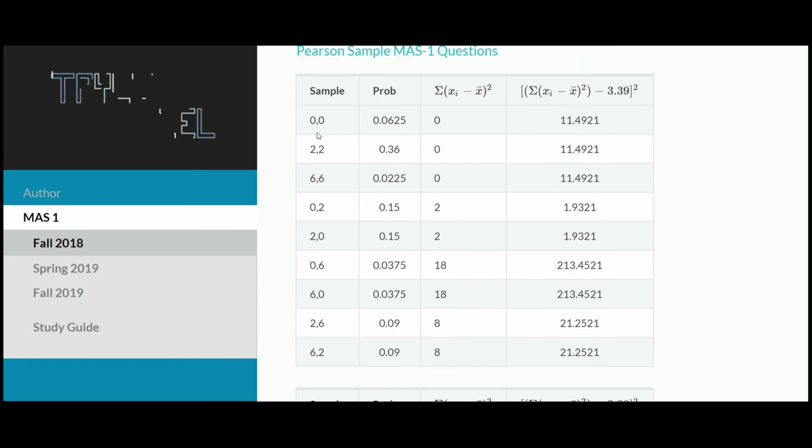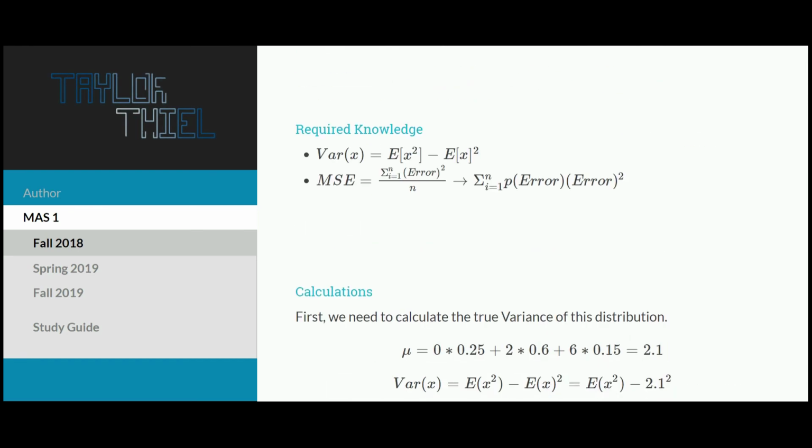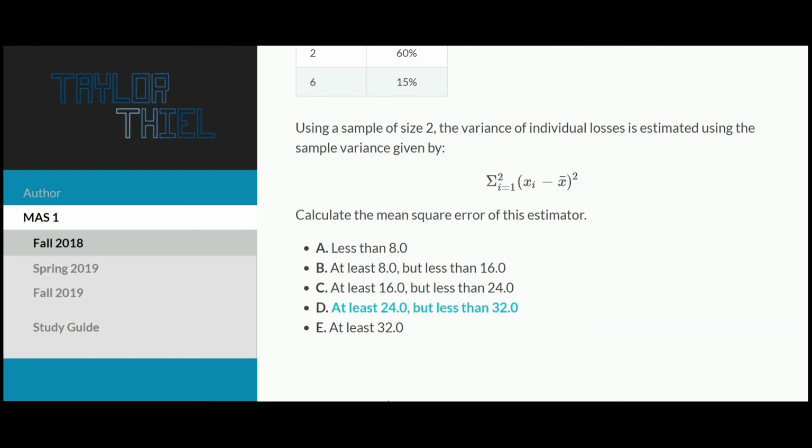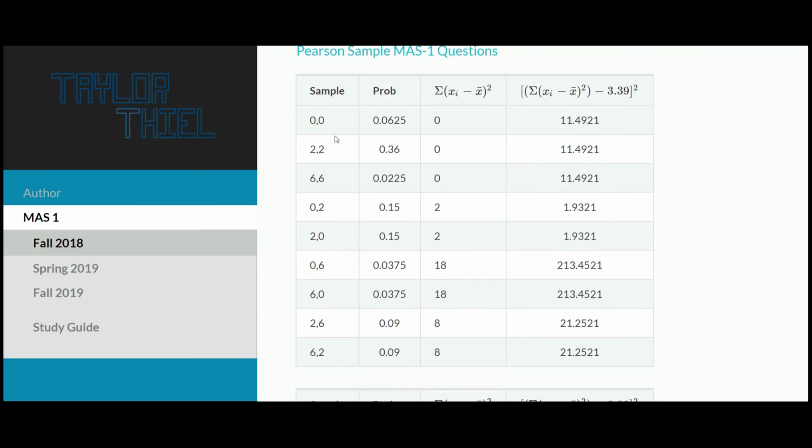And so what we have here is an exhaustive table. So you can have a sample of 0, 0, 2, 2, 6, 6, or 0, 2, 2, 0, 0, 6, 6, 0, or 2, 6, 6, 2, because the order could be different. We have each of their corresponding probabilities. So they're independently and identically distributed. So that means that the probability of seeing 0 and then another 0 is the probability of 0 multiplied by the probability of 0. And that's how we get these probabilities, is just by multiplying them together.